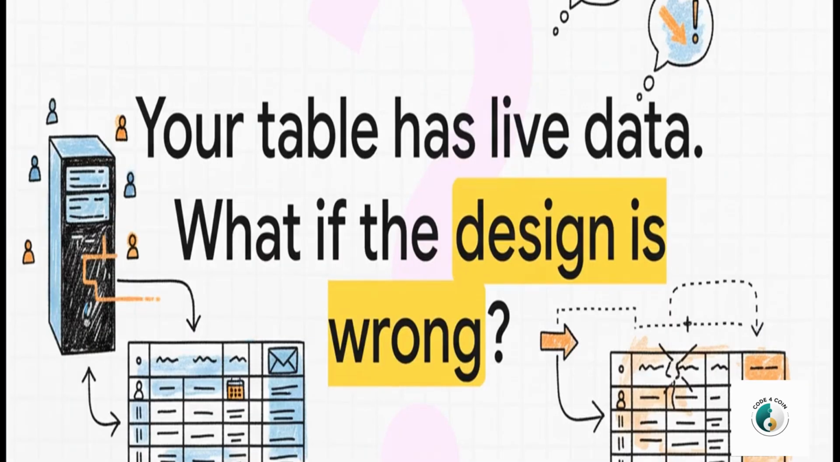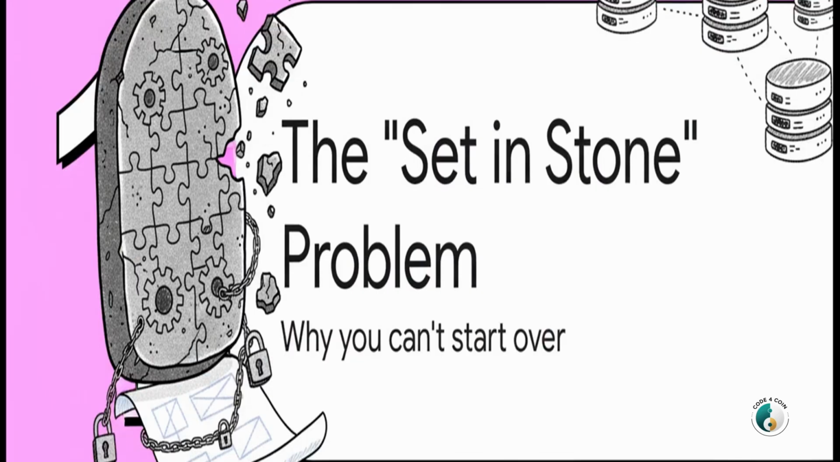This right here, this is the exact scenario that can keep a developer up at night. Your app is live, data is flowing in, and bam! You realize your students table is missing a super important email column. You can't just tear it all down and start over, right? So what's the move? And that leads us right to what I call the set-in-stone problem.